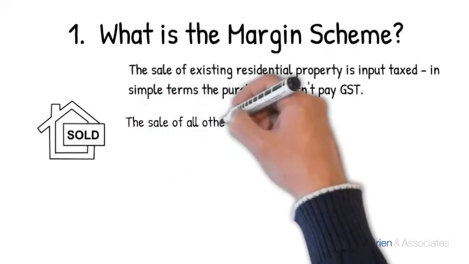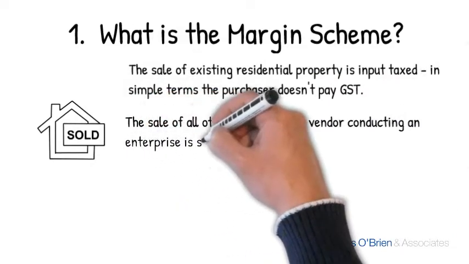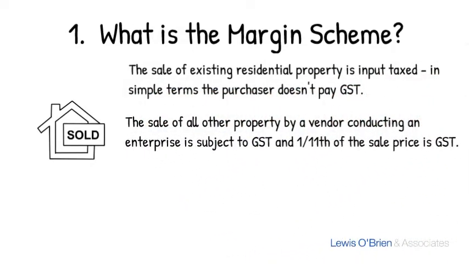However, the sale of all other property by a vendor who is conducting an enterprise is subject to GST, and 1/11th of the sale price needs to be remitted to the tax office as GST. Now, there's a couple of key words here. The first is the concept of an enterprise. Much ink has been spilt on this question of what an enterprise is, but in very simple terms, if you are engaging in a property transaction to make a profit, it's likely you're engaging in an enterprise, need to be registered for GST, and therefore, excluding existing residential property, need to account for GST on the sale.